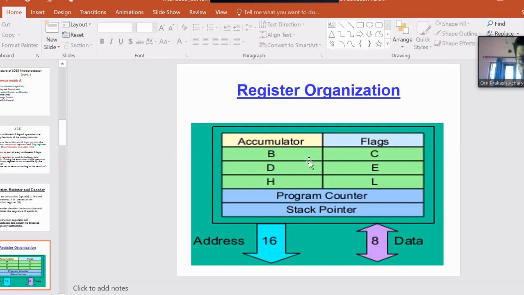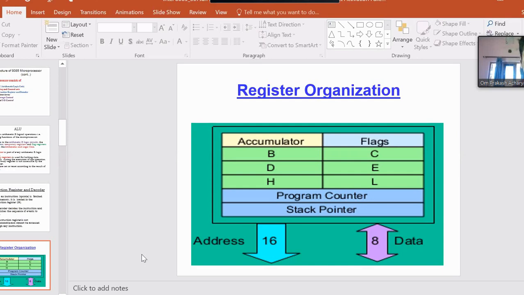Then comes the program counter. The program counter is a 16-bit register. What does it hold? It holds the address of the next instruction to be executed. And the stack pointer holds the address of the top of the stack. This is a one-mark or two-mark question that comes: what is the program counter? What is the stack pointer? According to the marks of the question, you have to write something.